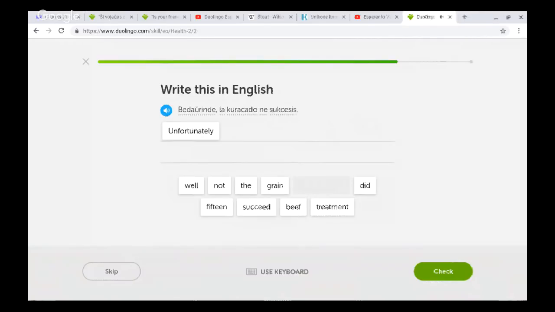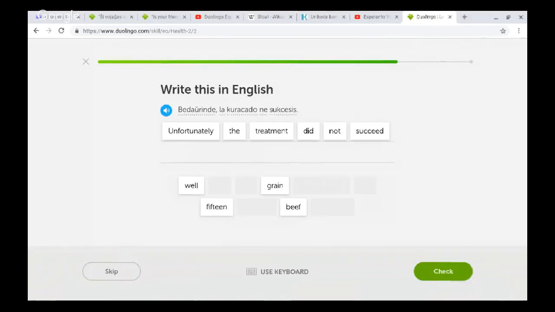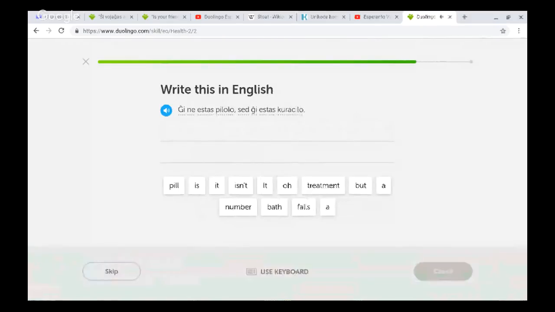The treatment. Unfortunately, bedaŭrinde la kuracado ne sukcesis. Did not succeed. Bone, kaj nun la afero ripetas sin.